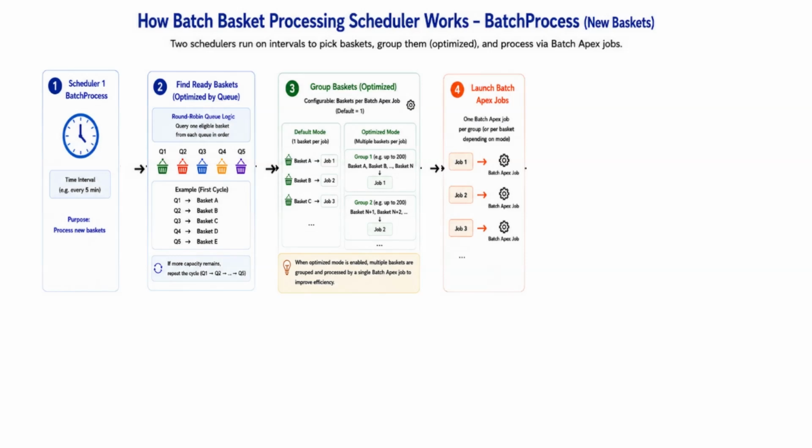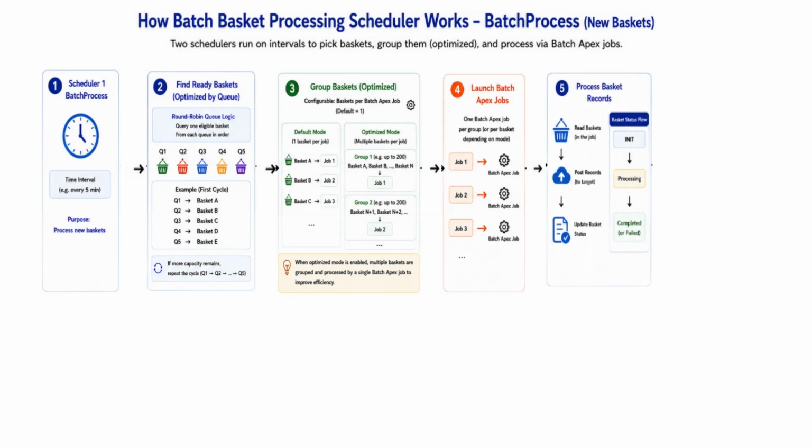Step 4. Launch batch apex jobs. Once the baskets have been grouped, the scheduler launches the corresponding batch apex jobs. Each job receives one basket or one group of baskets, depending on the configured processing mode. At this point, the scheduler has prepared all the work, and each batch apex job begins processing its assigned baskets independently.